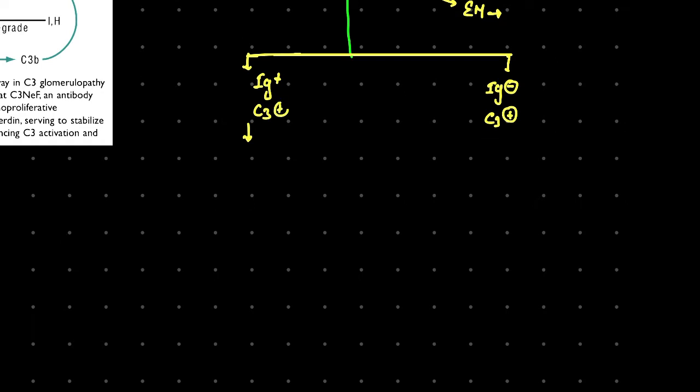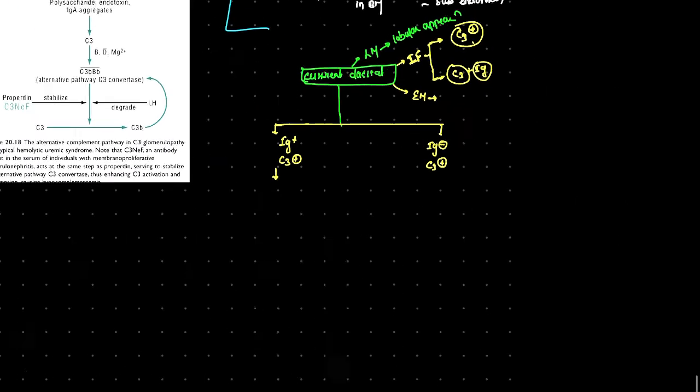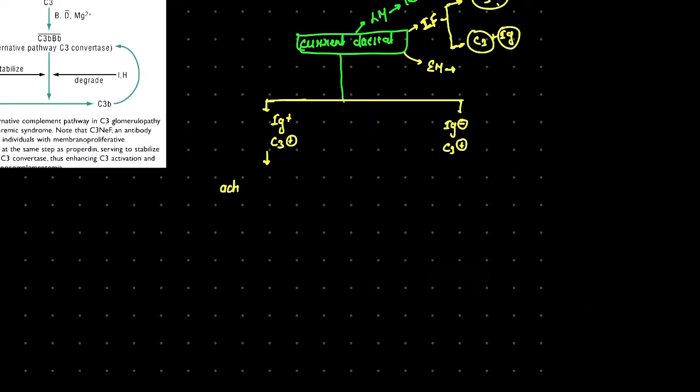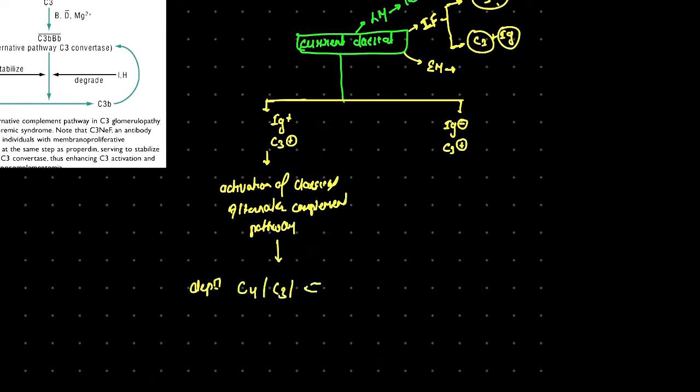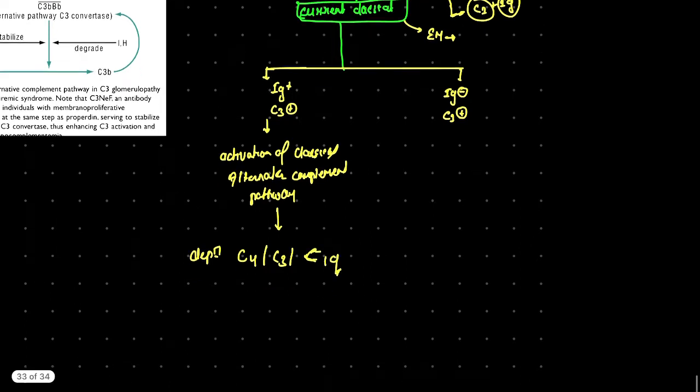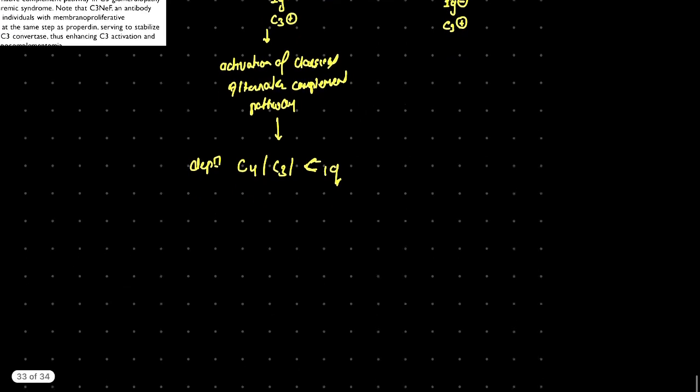Talking about the first one, in which there is the presence of immunoglobulin, there will be activation of both the classical as well as the alternate complement pathway. Because of this activation of both pathways, there will be deposition of C4, C3, C1Q, everything.